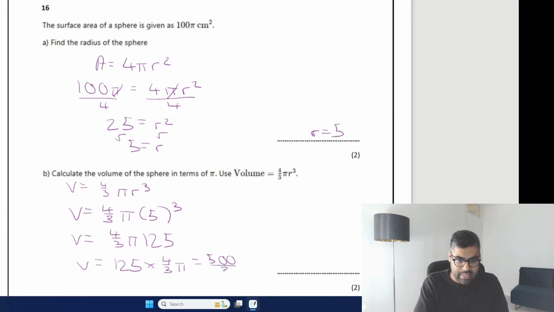500 over 3 pi. So we could simplify this. However, there's no need. They haven't asked for it to be simplified in terms of writing it as a decimal or anything like that. So let's leave it in this format, which is the cleanest format. So we have 500 over 3 pi.